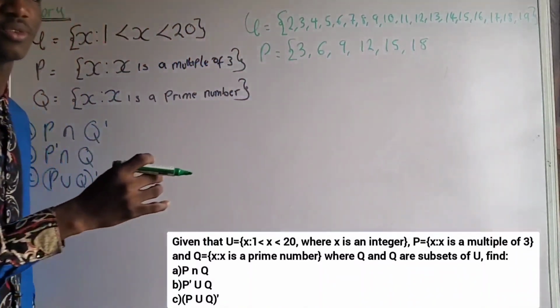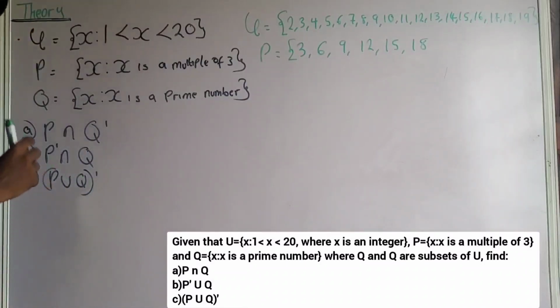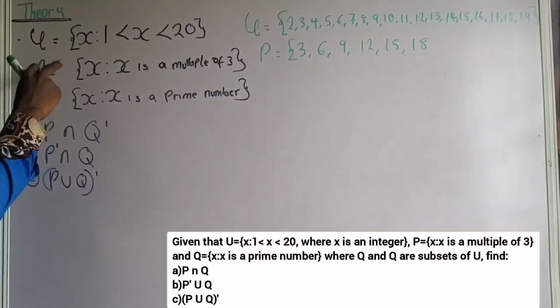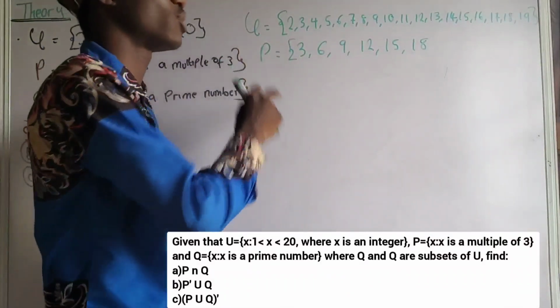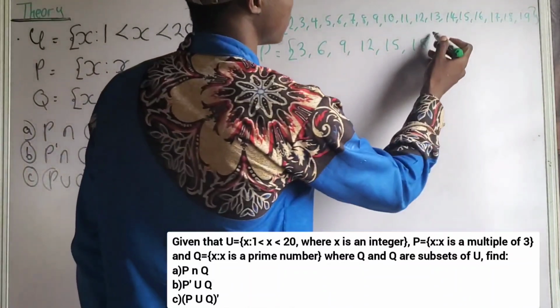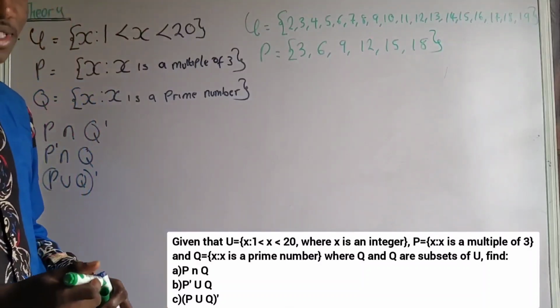But listen to me carefully, we cannot put 21, and the reason is simply because we are given in the question that P and Q are subsets of the universal set. So we cannot include 21 because even the universal set does not reach 21. So the elements present in set P are 3, 6, 9, 12, 15, and 18. Are you getting it?